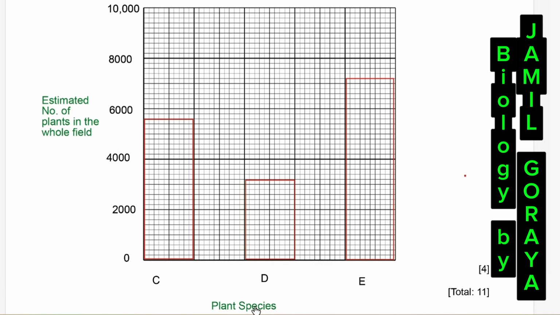First mark is for labeling the axis. Second mark is for linear scale starting from 0 and with equal gaps covering all the values in the given data. Third mark is for making the bars of equal width, neat, clean, pencil with scale. And then fourth mark is giving equal gaps between the bars. So this is how we get full marks in bar chart.